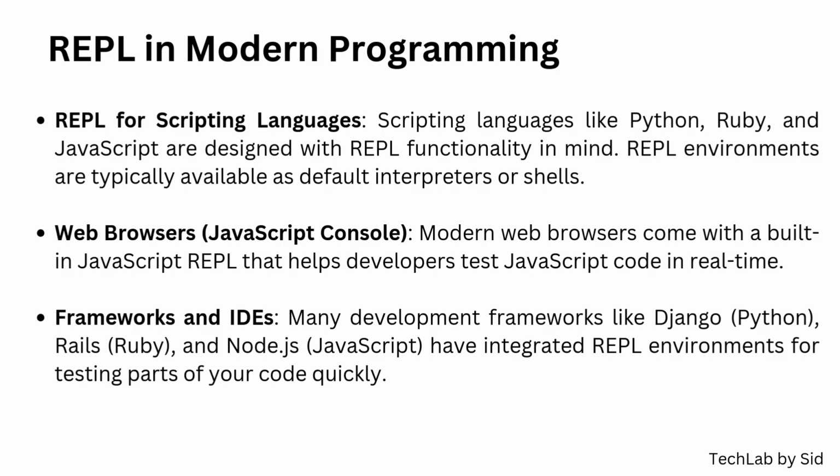In modern programming, REPL environments are common in scripting languages such as Python, Ruby, and JavaScript. These languages were built with REPL functionality in mind, making it simple for developers to quickly test out code. Moreover, web browsers like Chrome and Firefox come equipped with a JavaScript REPL, often called the JavaScript console, where developers can test JavaScript directly within the browser. Many development frameworks, such as Django for Python, Rails for Ruby, and Node.js for JavaScript, also come with integrated REPLs that help developers test parts of their application. This integration streamlines workflows and enhances productivity by providing an interactive environment for testing and experimenting.